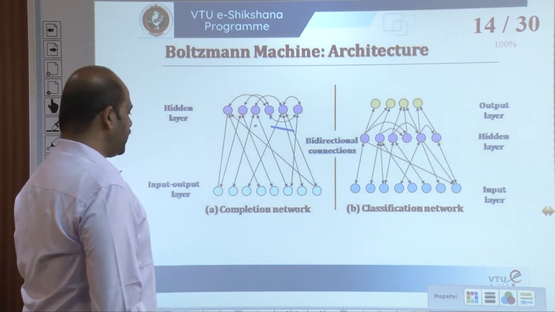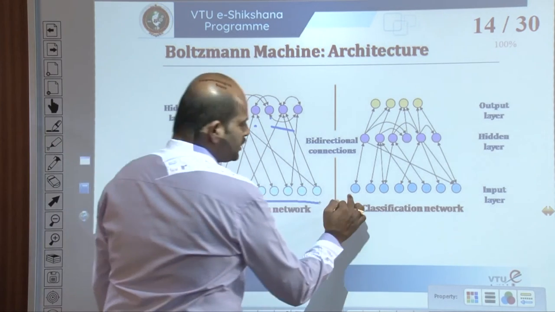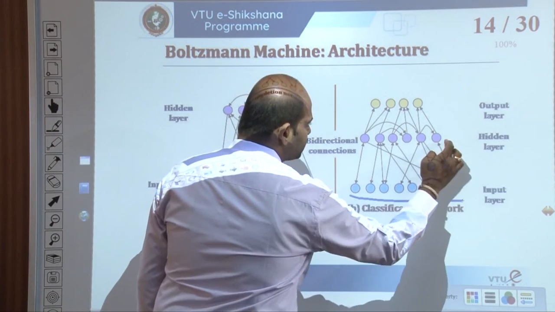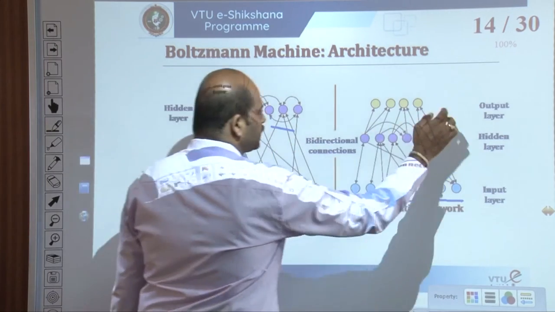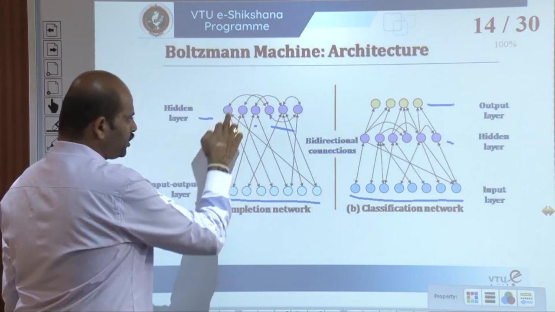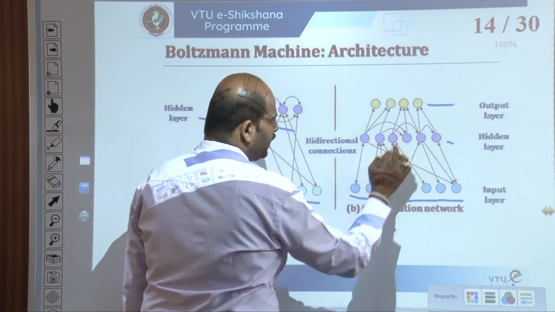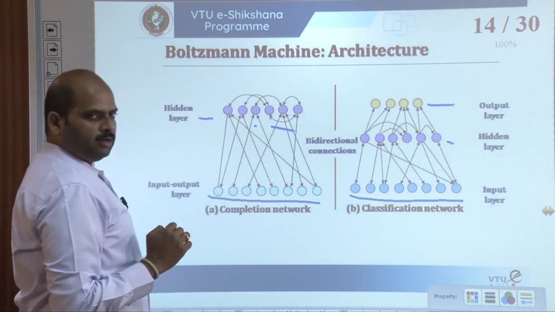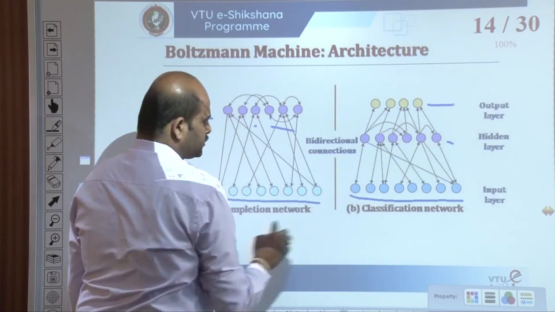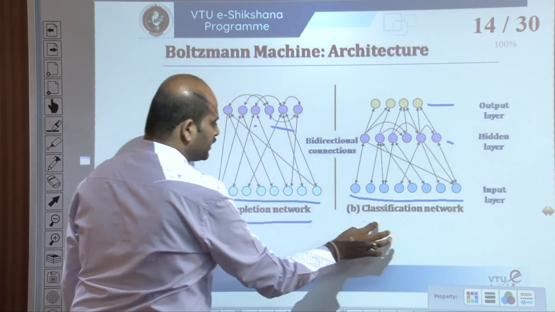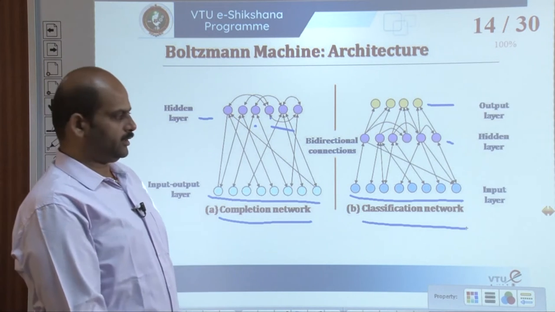If you see, the input-output layer is shown over here. This is an input layer. The hidden layers are shown over here, and this is a hidden layer, whereas here the output layer is present. Here the input and output layers are both present together, whereas here this is an input layer and this is an output layer. Got it? So, it is going to be bidirectional, whereas here it is unidirectional. That is the difference between the completion network and the classification network, which has to be analyzed properly over here.